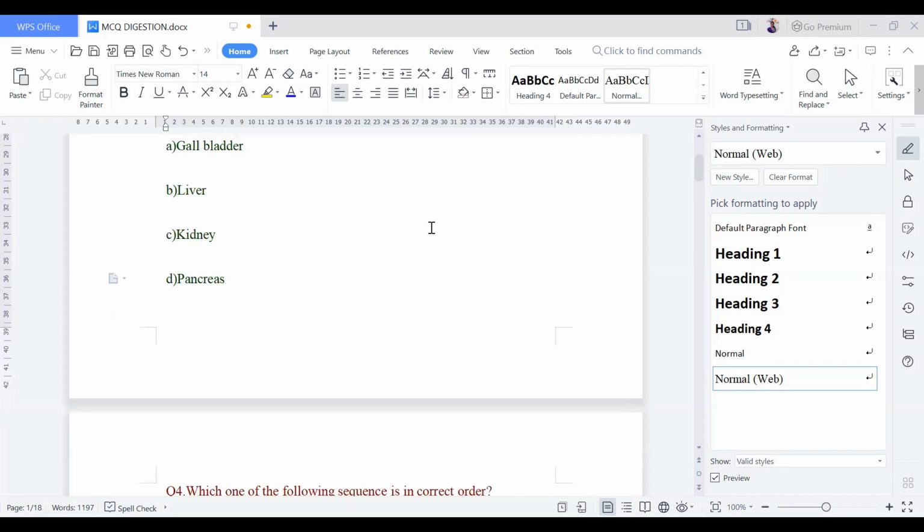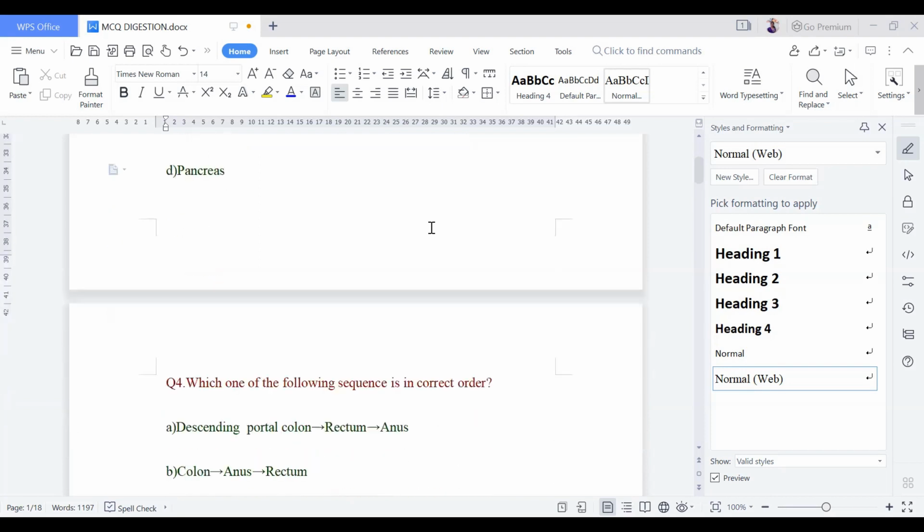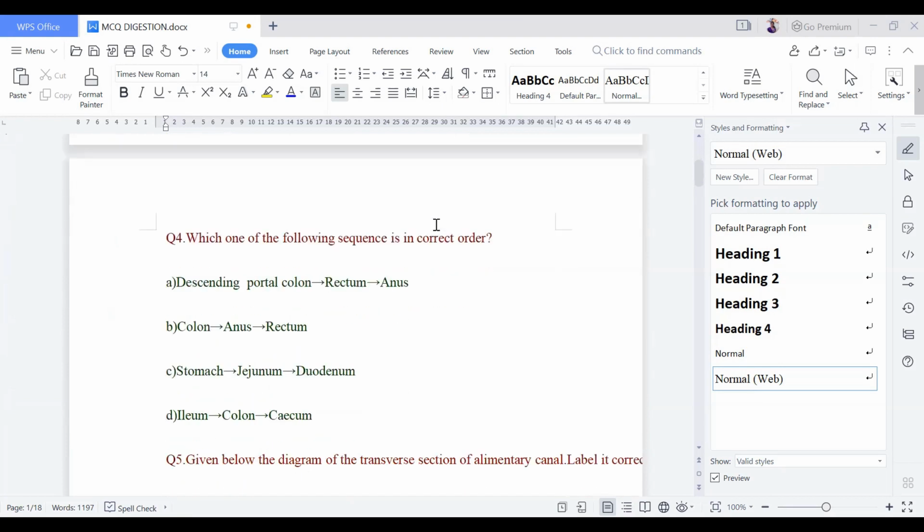Okay. Now, good. Question number 4. Which one of the following sequences is in correct order? Option A, descending colon, that is large intestine, rectum, anus. B, colon, anus, rectum. C, stomach, jejunum, duodenum. D, ileum, colon, cecum. Which is in correct sequence, they asked.